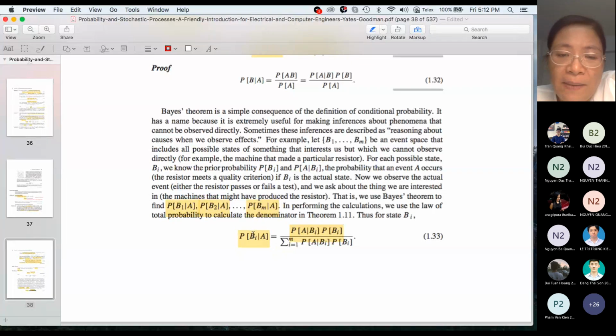Bi is the event space and A is the new information. When we have new information, we want to know the probability of each event in the event space. If we know the probability of Bi given A, from that we can guess which is the most likely to happen.